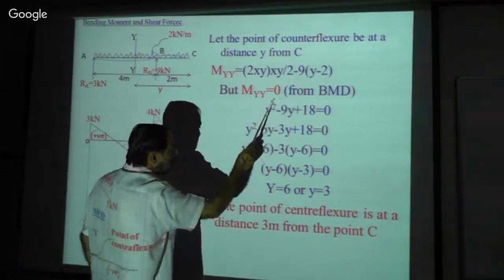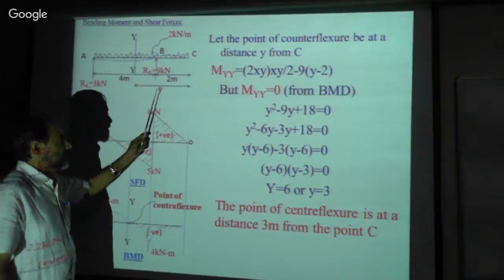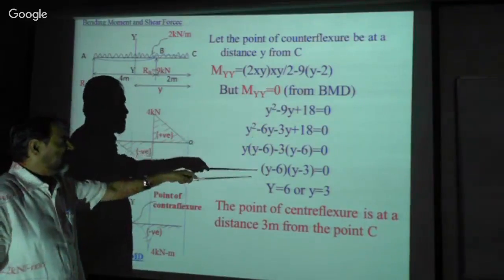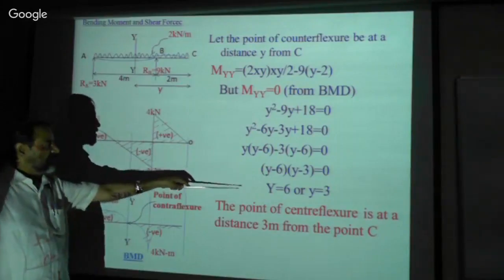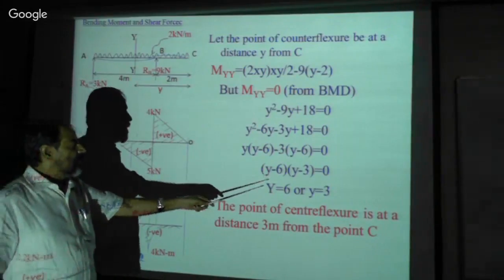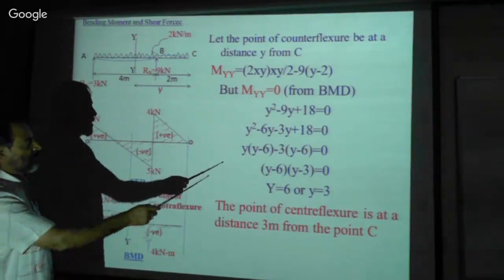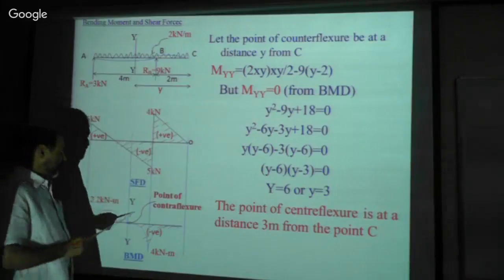Now, after simplifying this equation, we will get 2 answers for y: y is equal to 6 meter and 3 meter. Now we will take y is equal to 3 meter.